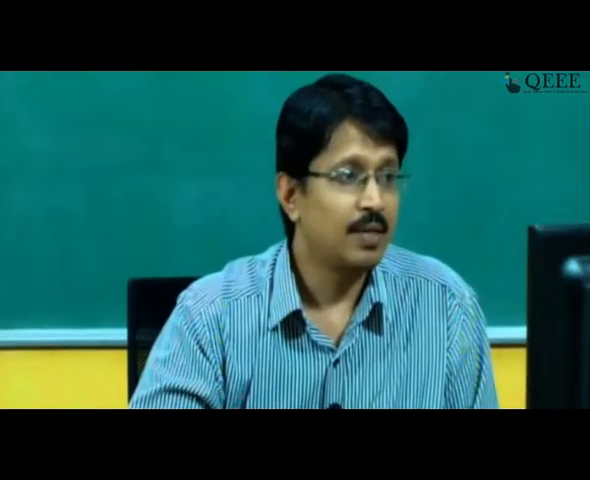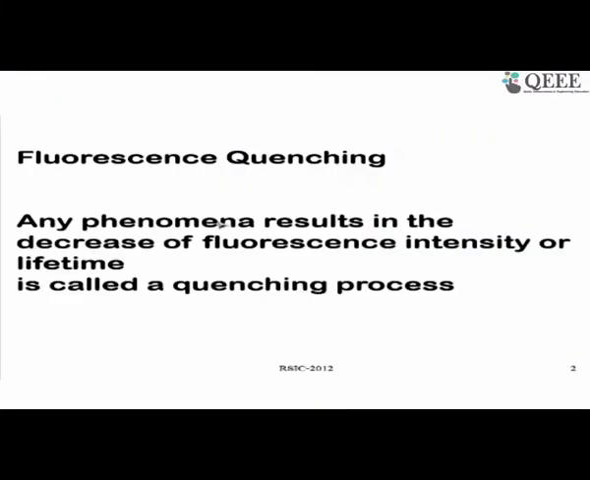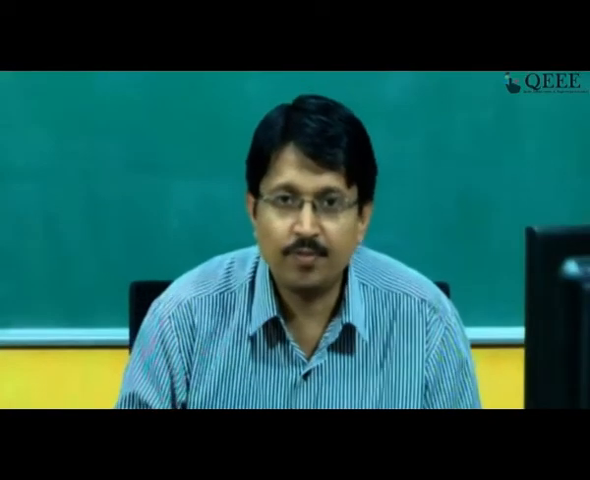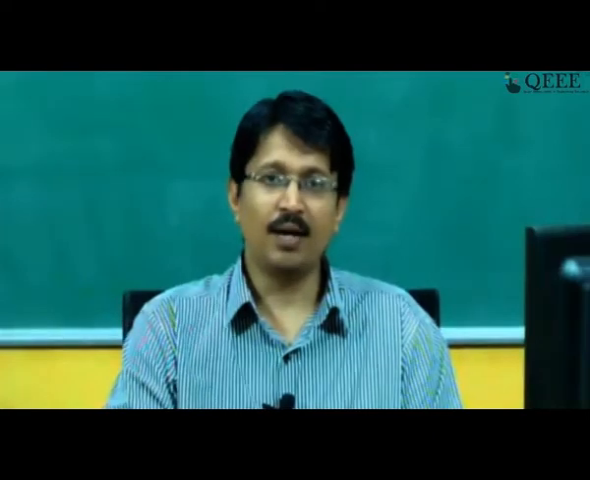As far as today's class is concerned, we will just refresh some of the things that we did in the class yesterday. One is about fluorescence quenching. As we mentioned, fluorescence quenching is any phenomenon that results in the decrease of fluorescence intensity or lifetime. So you have a fluorophore or a light emitting species in the system. You shine light, and it is supposed to give the fluorescence back. Sometimes the intensity of the fluorescence will go down for some reason. We don't know the reason, but that phenomenon of decreasing the fluorescence intensity is called quenching.